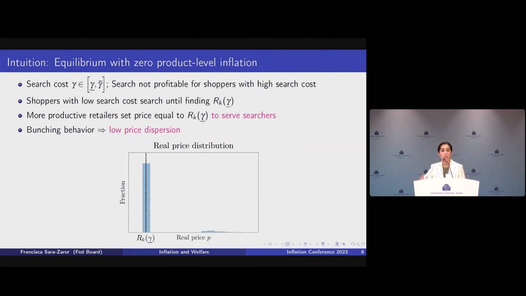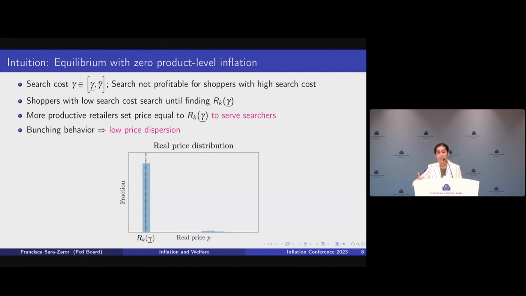So, as I mentioned in the beginning, search cost is going to be heterogeneous and is going to range between gamma lower bar and gamma upper bar, meaning that the consumers that have a very low search cost, this is gamma lower bar, are the ones that are going to search the most, and have the lowest reservation price. So now let's go to the case in which product level inflation is equal to zero. So we want to understand why in the data we would observe a very low point in the relationship between product level inflation and price dispersion before it becomes very steep as absolute inflation increases. So in an equilibrium with zero product level inflation, search is not going to be profitable for shoppers that have a search cost that is very, very high.